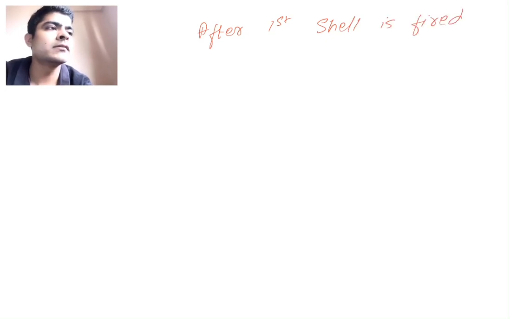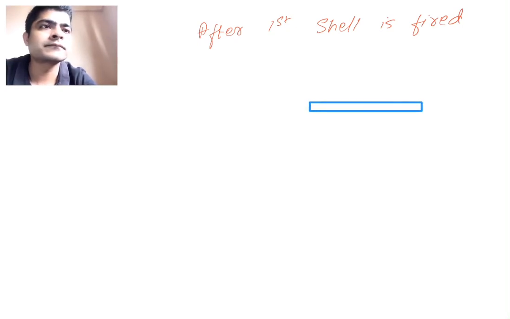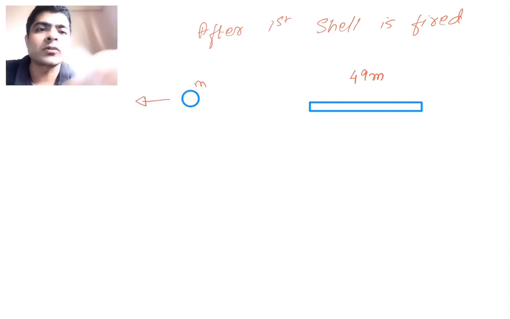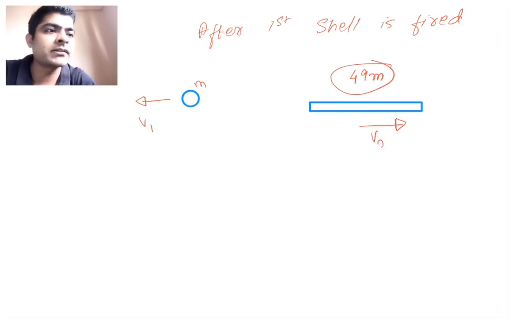So after the first shell is fired, the car plus the remaining shells have total mass 49 m, and one shell of mass m is going in this direction. It has velocity v1, and the car with the mass 49 m has velocity v2.